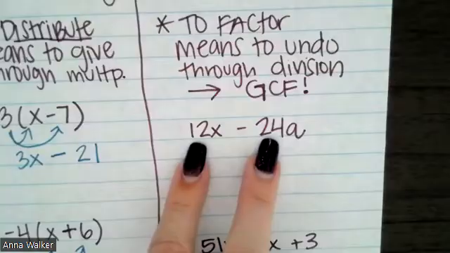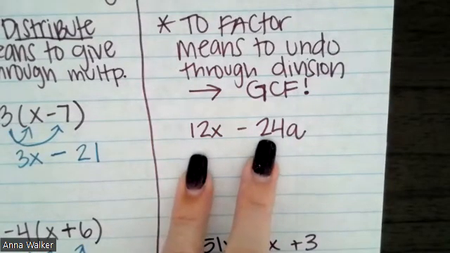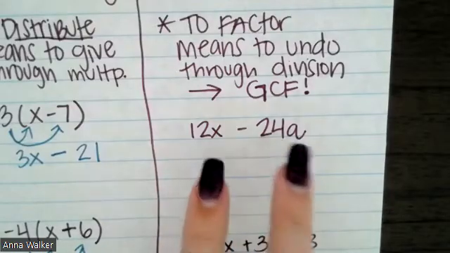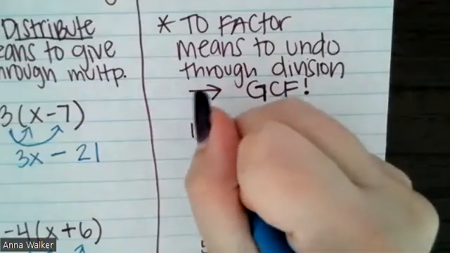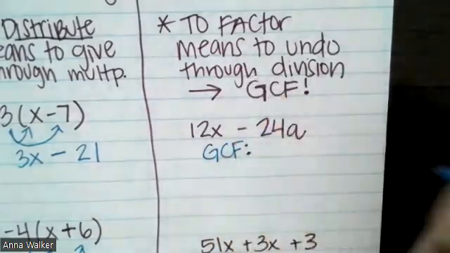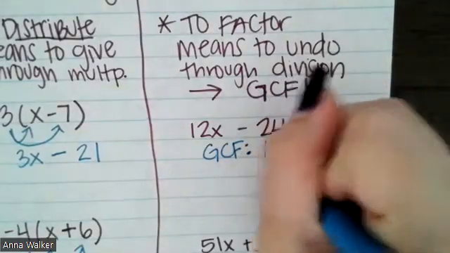But 12 and 24 do share similar factors. There are numbers that we can divide 12 and 24 both by. So that is what we are going to pull out of this expression. Essentially what I'm going to do is think about what is the greatest common factor between 12 and 24. And that is going to be 12.